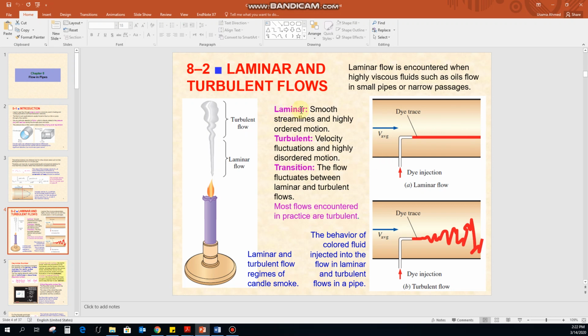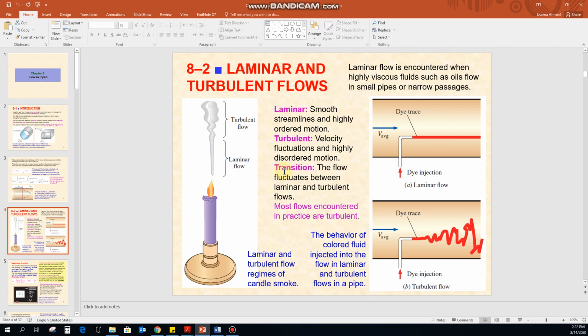What is a laminar flow? Smooth streamlines and highly ordered motion is called the laminar flow. So this kind of thing you will observe in a laminar flow. What is a turbulent flow? Velocity fluctuations and highly disordered motion is called a turbulent flow. So you can see this kind of turbulent flow within this experiment.